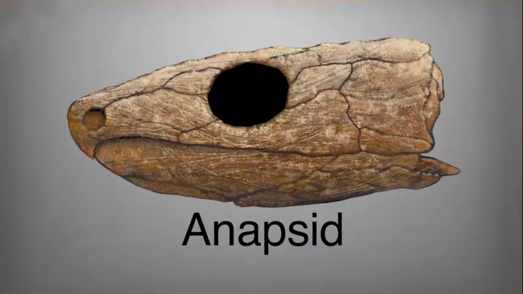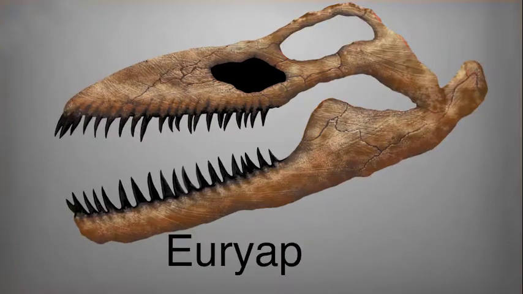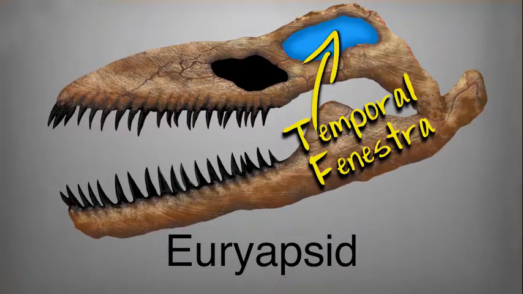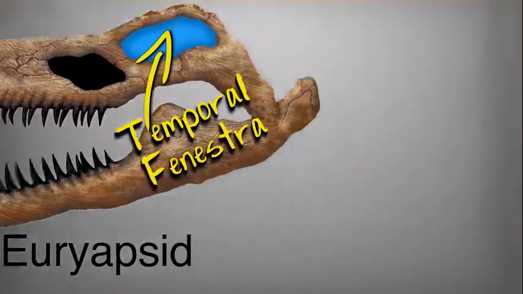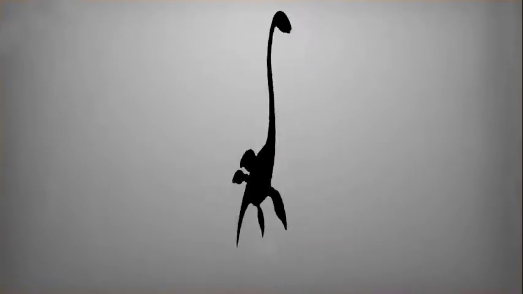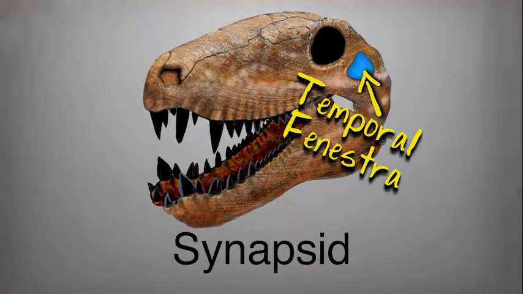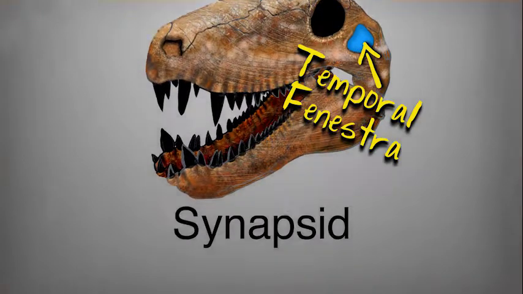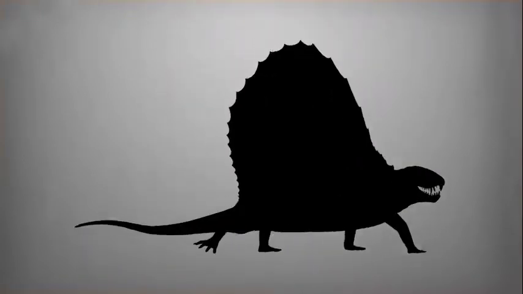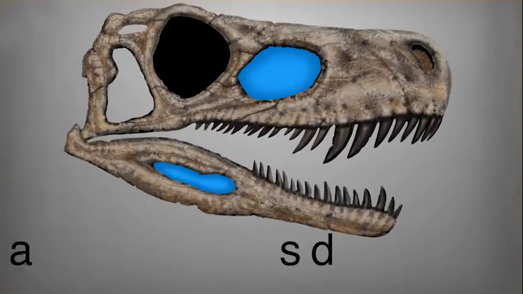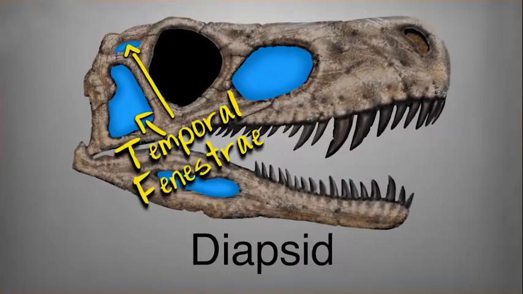The anapsid skull has no temporal fenestrae, as seen in turtles. The euryapsid skull has 1 temporal fenestra on each side, located near the top of the skull, as seen in plesiosaurs and ichthyosaurs. The synapsid skull has 1 temporal fenestra on each side, located in the lower cheek area, as seen in some extinct reptiles like Dimetrodon. The diapsid skull has 2 temporal fenestrae on each side, as seen in alligators, crocodiles, and dinosaurs.